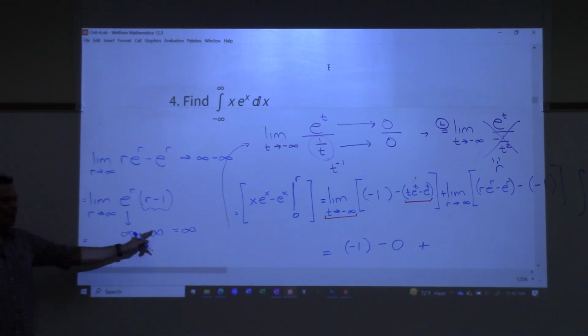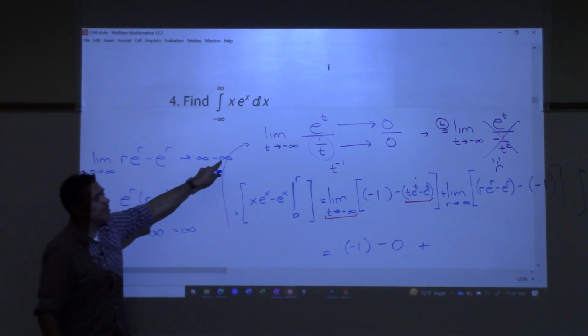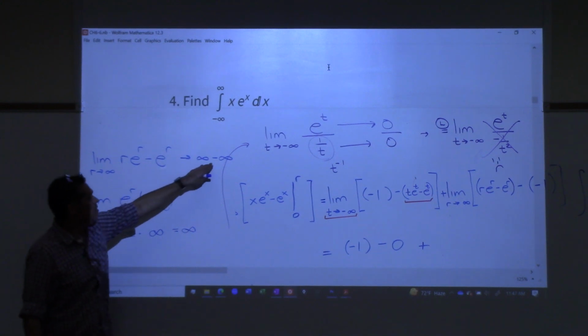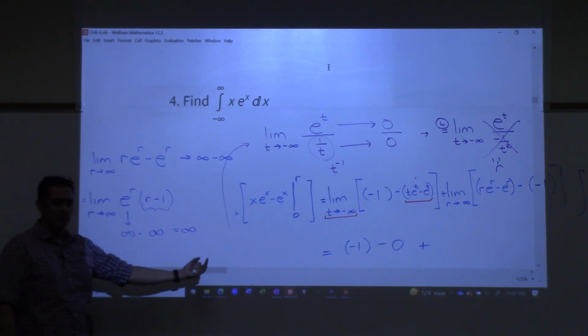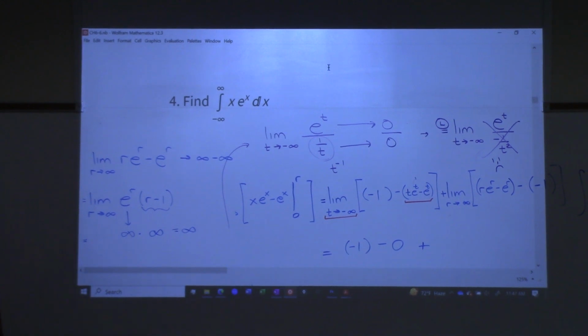When you multiply 2 big numbers, you get a big number. When you subtract 2 big numbers, you don't know what's going on. Okay, so that's why we factor. We try and turn the subtraction into a multiplication so that we can determine what happens. Y'all good?